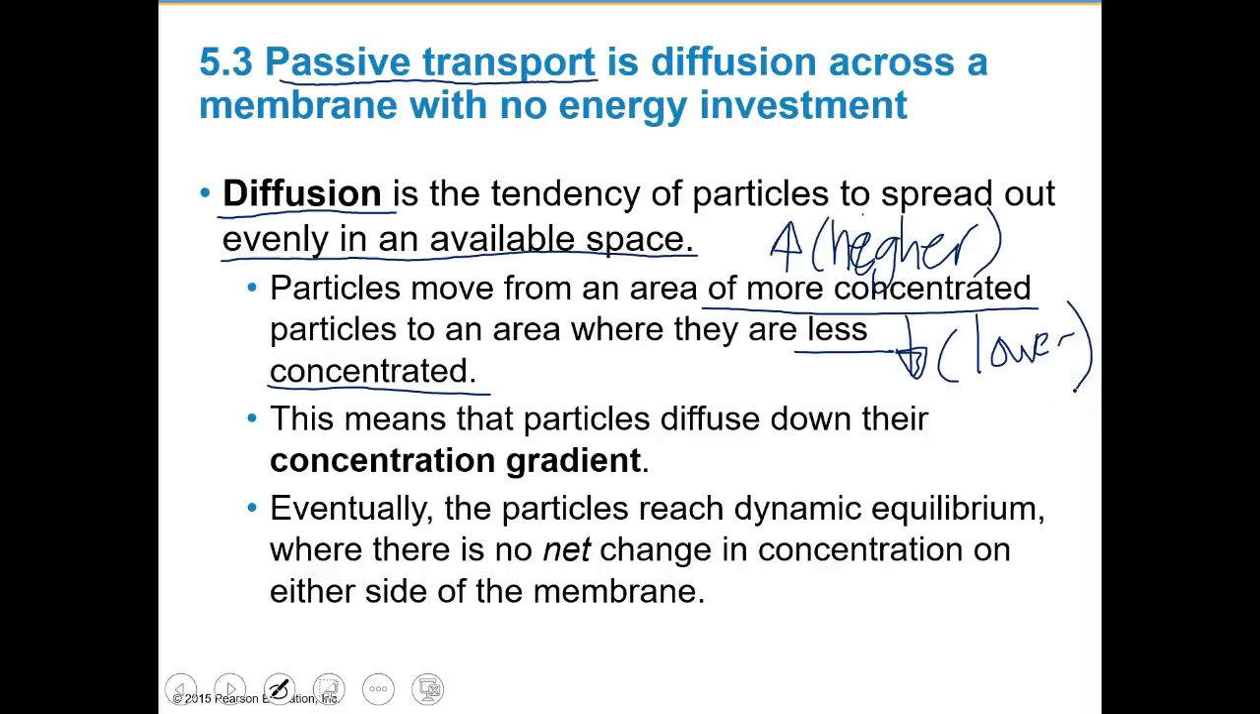This higher to lower thing that we're talking about is what we call the concentration gradient. When we're moving from a high place to a low place, notice we're going down the concentration gradient. So that's where that comes from. Eventually the particles reach a dynamic equilibrium. We say dynamic because they continue to move, but eventually there won't be a net change in the concentration on either side of the membrane.